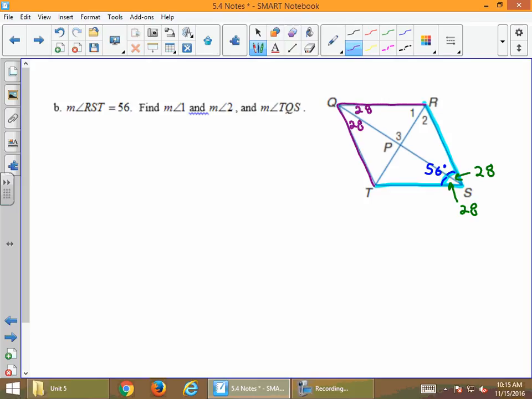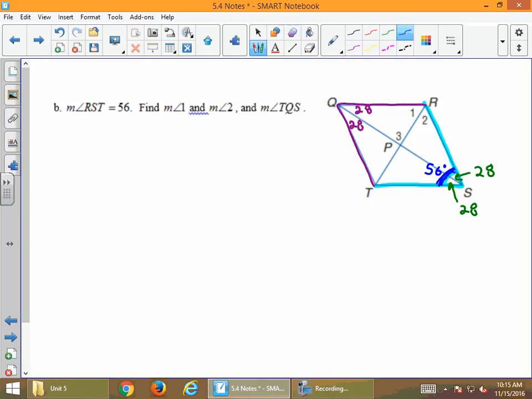So you do 180 minus 28. Right. You guys are on the right track. We want to be over here. You guys are correct. Those are both 28. I agree. What do I know about angles that are side by side? Oh, yes.